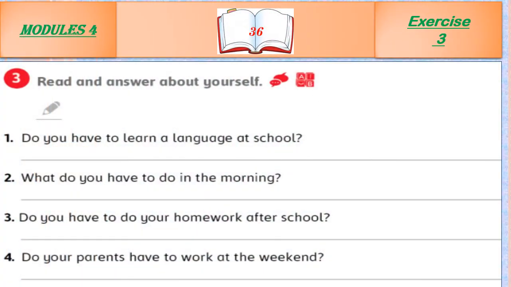We are moving to exercise number 3 with model 4, page 36. Read and answer about yourself. So here you must pay attention to the answers must be from you or about yourself. Do you have to learn a language at school? Are you learning a language at school, my students? Sure. Yes, I have to learn a language at school.